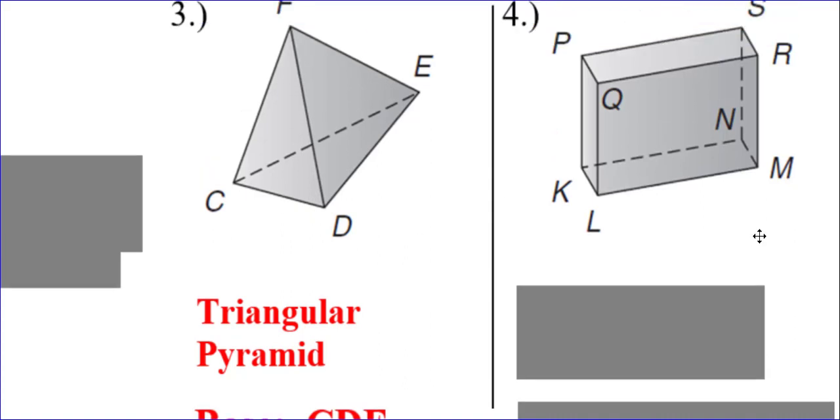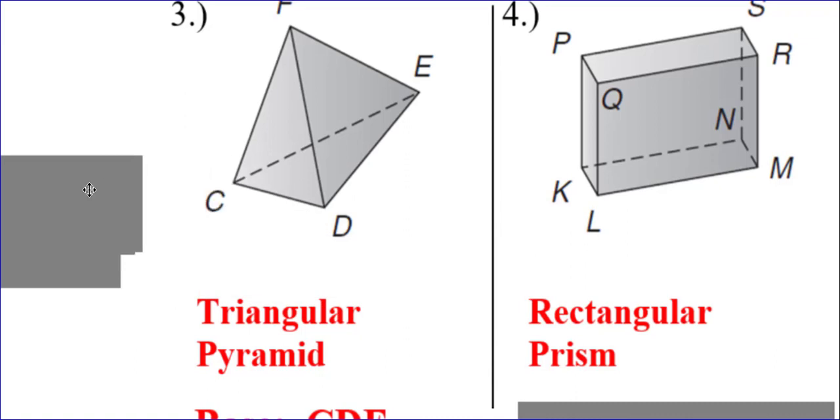All right, problem number 4 is a rectangular prism. We know this because there's actually more than two rectangles that are parallel and congruent to each other.